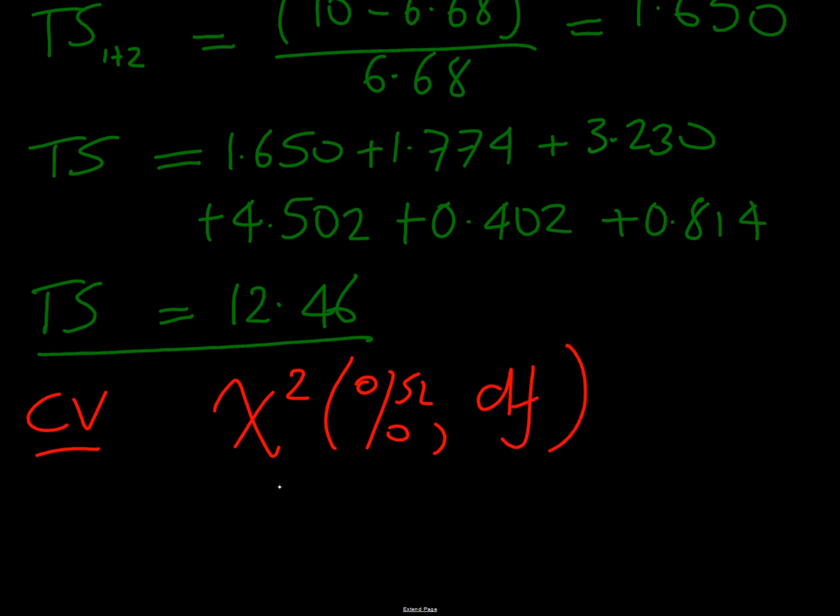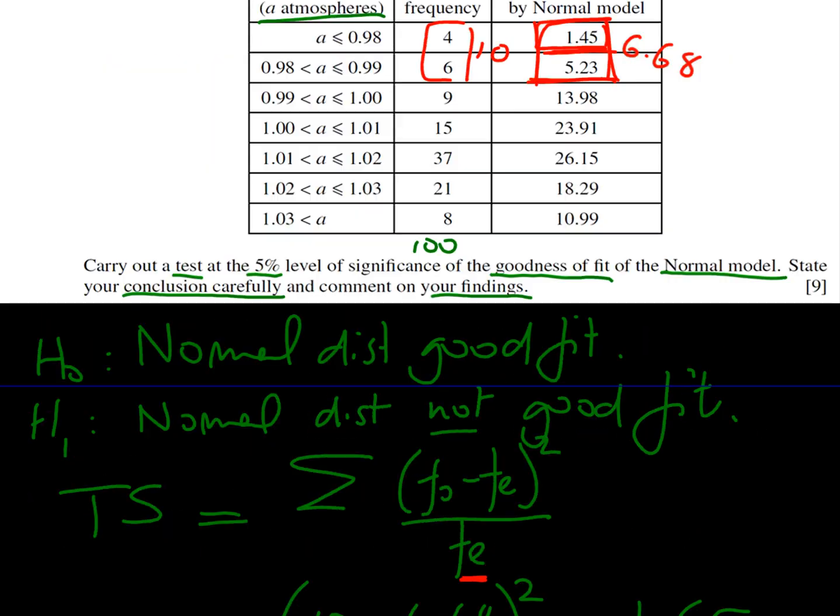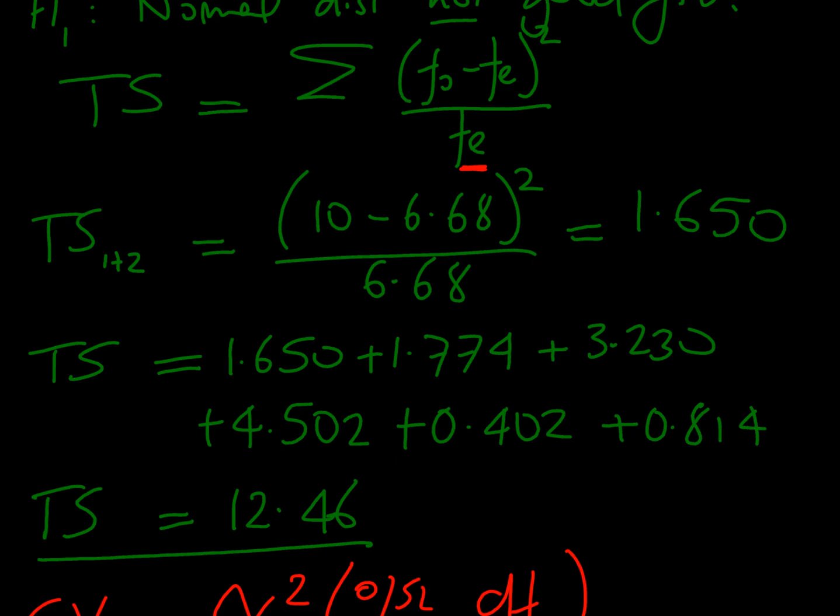So we know here that we're on a 5% level, we need our degrees of freedom. Let's have a look at where we are. How many classes have we got now? Well, we started off with 7 classes, 1, 2, 3, 4, 5, 6, 7. We've pulled 2 of those together, so we've now got 6 classes.